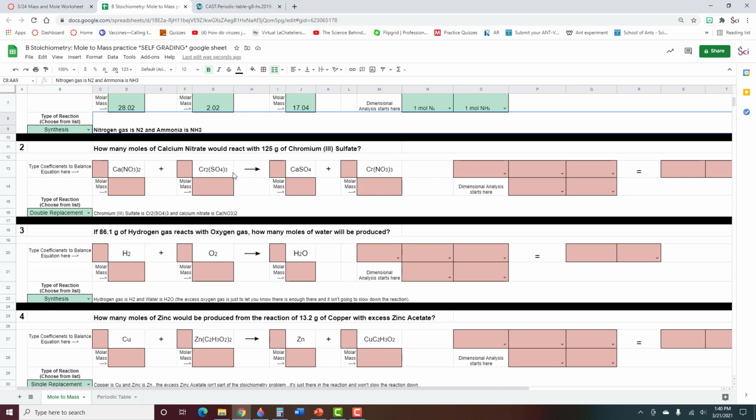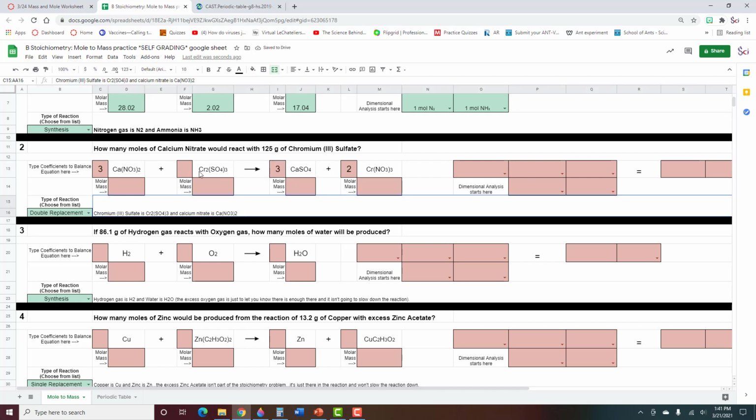So the first thing I need to do is balance the equation. I see that I have 2 Crs right here and only 1 on this side, so I'm going to type a 2 in there. And then I now have 6 NO3s, and over here I only have 2, so I'm going to need to put a 3 right here to give me 6 NO3s. And then Cas, I have 3 right here, so I'm going to need to put 3 here to give me the 3 Cas, so that matches.